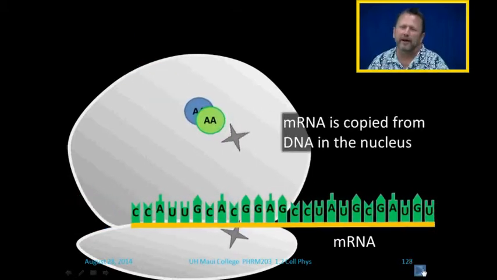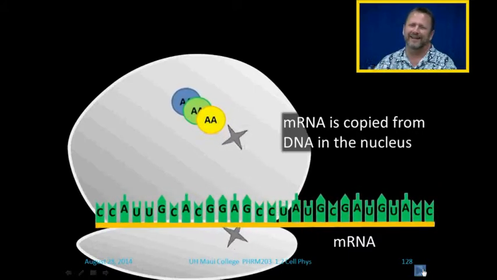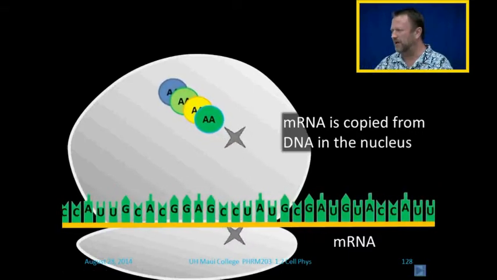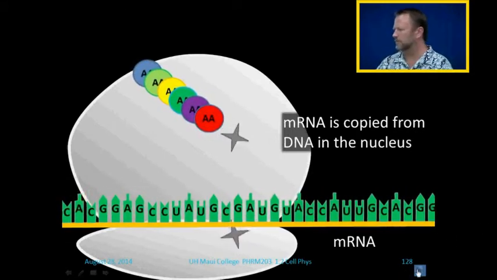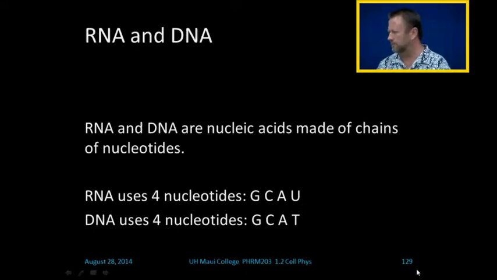The messenger RNA is copied from the DNA in the nucleus. So this is a copy of the DNA in the nucleus. So DNA and RNA are nucleic acids. They're made of chains of nucleotides.